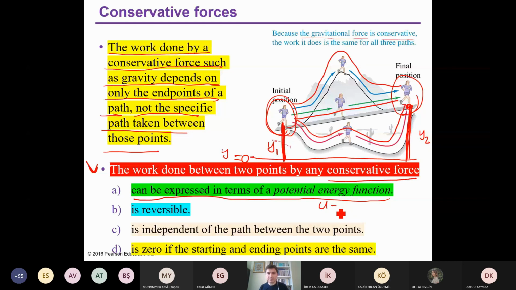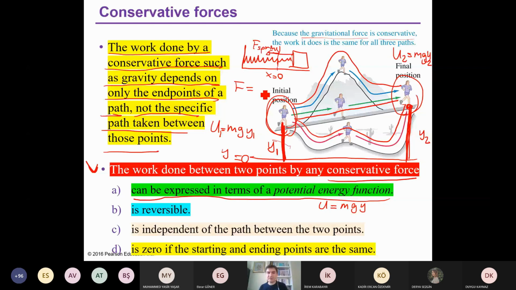Here mgy1, here mgy2, and remember the spring. Let's consider this is the equilibrium and this is the F spring. So F is given by minus kx, right? And what about the potential energy? Potential energy is given by 1/2 kx squared.